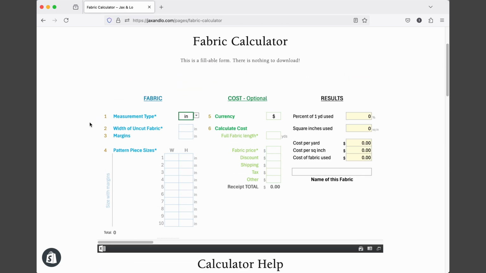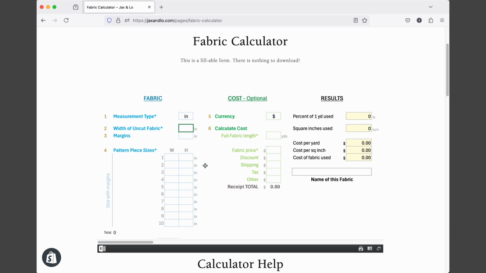Back up to the fabric calculator. Let's jump right in. This top bit, you have to choose whether it is inches or whether it's centimeters. If you choose centimeters, it not only changes all of the notations and wording, but it also changes all the math behind the scenes. So it's important that you go ahead and choose your correct measurement type.